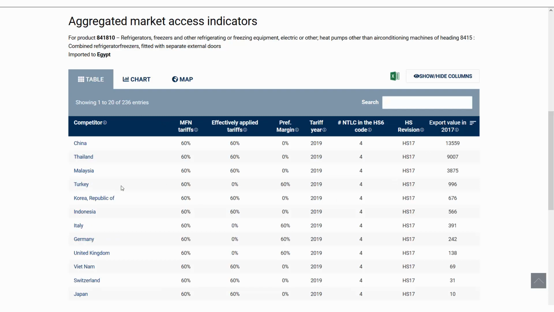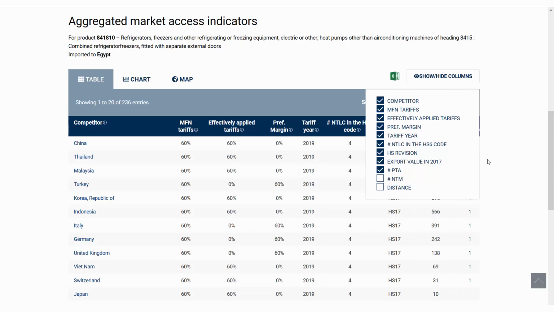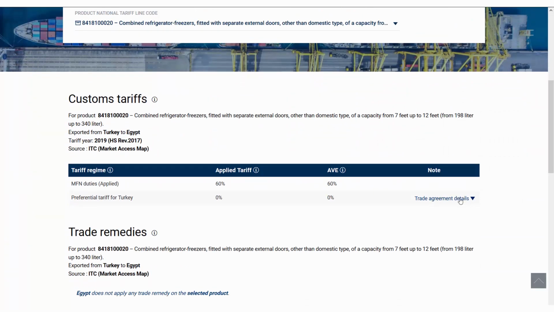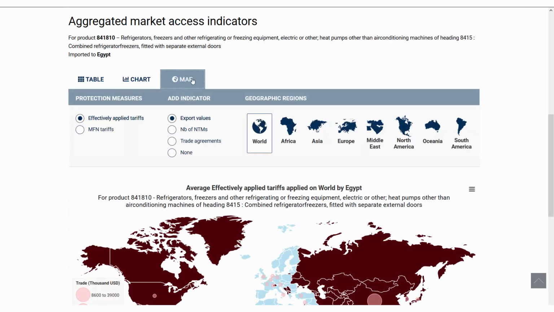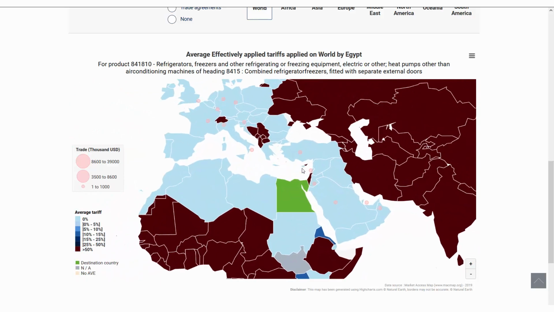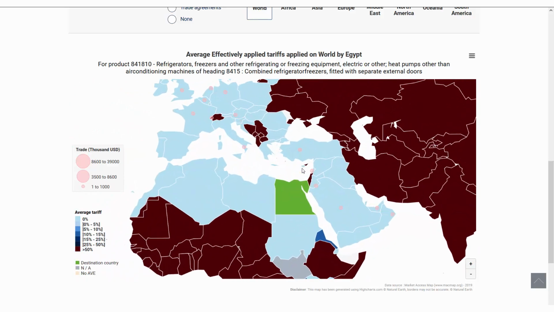However, Turkey has a tariff advantage since it benefits from a preferential margin of 60% due to a preferential trade agreement, abbreviated as PTA, which we can see after enabling the number of PTAs column. If we switch to the map view, we will immediately see that most of our immediate competitors in the same tariff range are from the Euro-Mediterranean region and the Gulf.